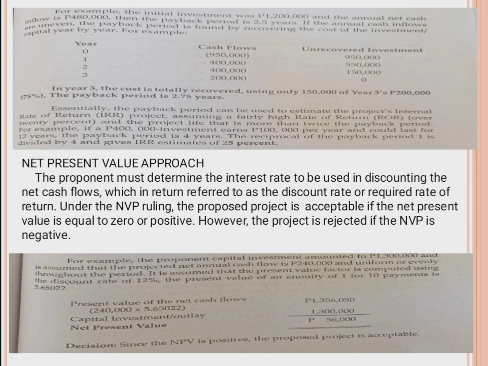The present value of an annuity of 1 for 10 payments is 5.65022. Present value of the net cash flows is 1,356,050, which is 240,000 times 5.65022. Then the capital investment or outlay is 1,300,000. Then the net present value is 56,000. Decision: since the NPV is positive, the proposed project is acceptable.